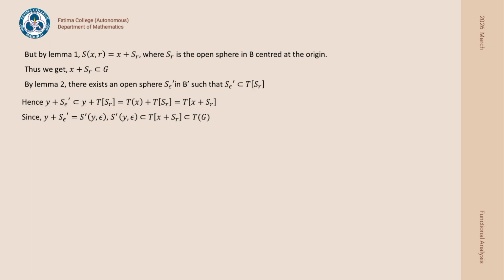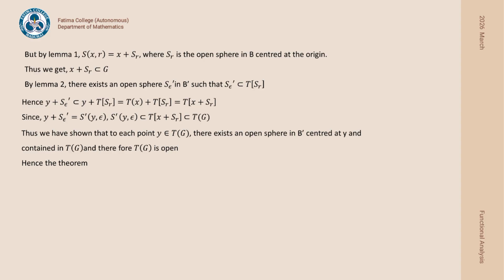Since S epsilon dash is a subset of T of SR, y plus S epsilon dash is a subset of y plus T of SR. We know y is equal to T of x. Therefore, we have T of x plus T of SR. As T is linear, we can rewrite this as T of x plus SR. That is, we have proved y plus S epsilon dash is a subset of T of x plus SR. Also, we know y plus S epsilon dash is equal to S dash y comma epsilon. Therefore, we have S dash y comma epsilon, a subset of T of x plus SR, which is a subset of T of G.